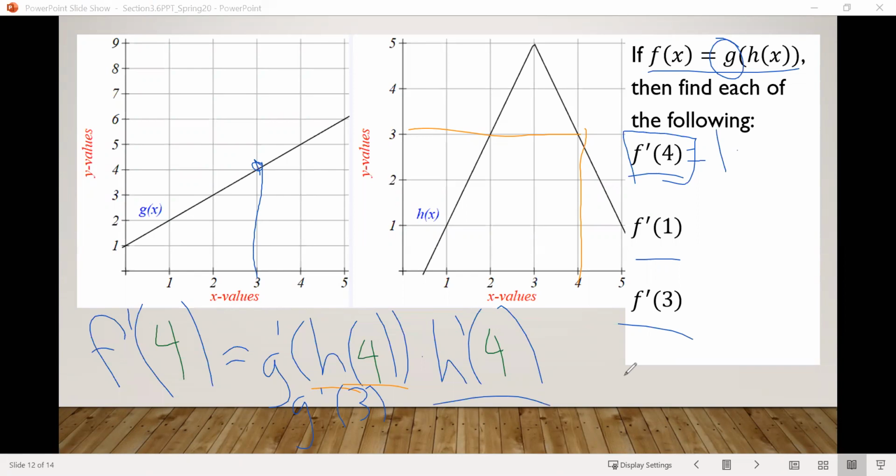And we also do h prime of 4, which, looking at our graph over here on the right for h, again, to find the derivative at 4, we just use the slope of the line, since it's a linear equation. It looks like we can go down 2 over 1. So our slope is negative 2. So here we get that f prime of 4 is negative 2. Okay? So that would be the first one.